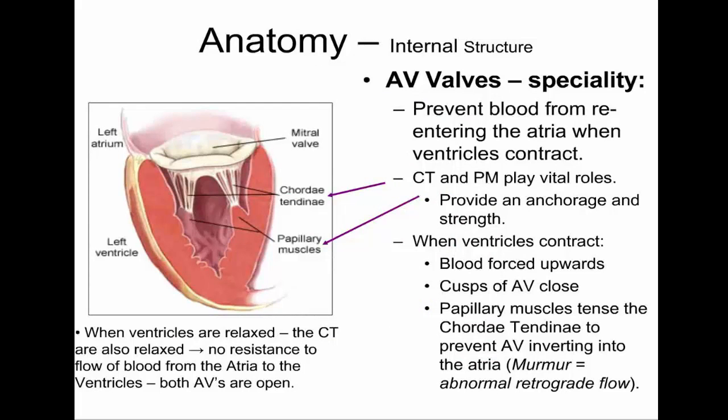The way they close is because we've got papillary muscles and these tight strings called the chordae tendineae. The chordae tendineae play a vital role, and they prevent the leaves of the valve from being inverted.